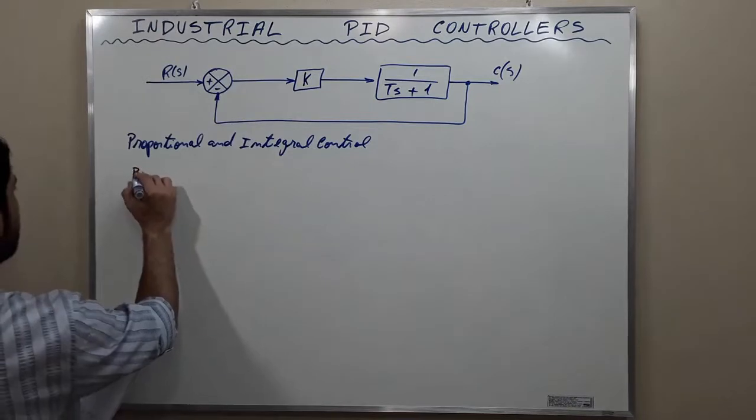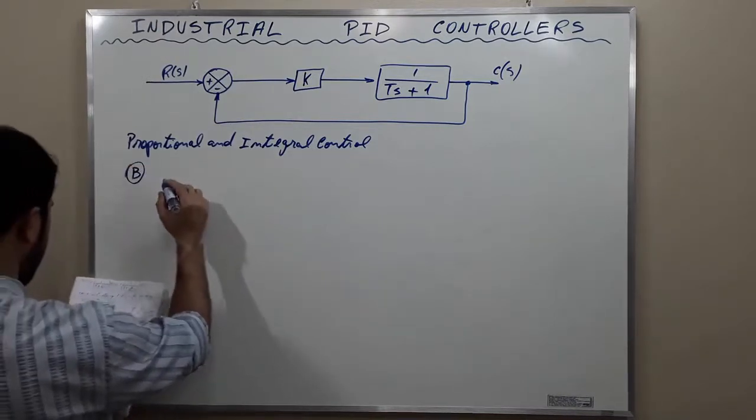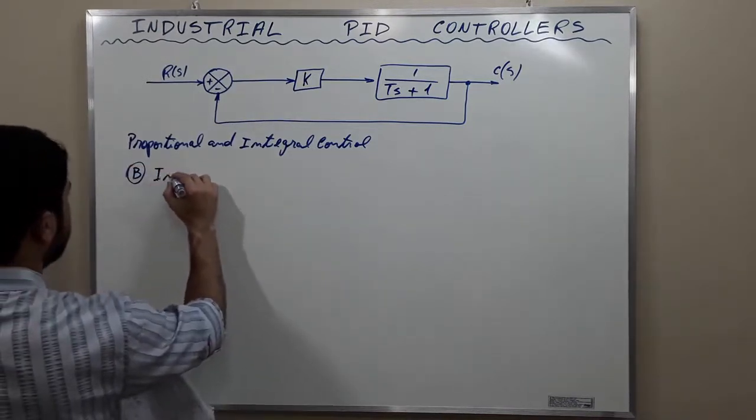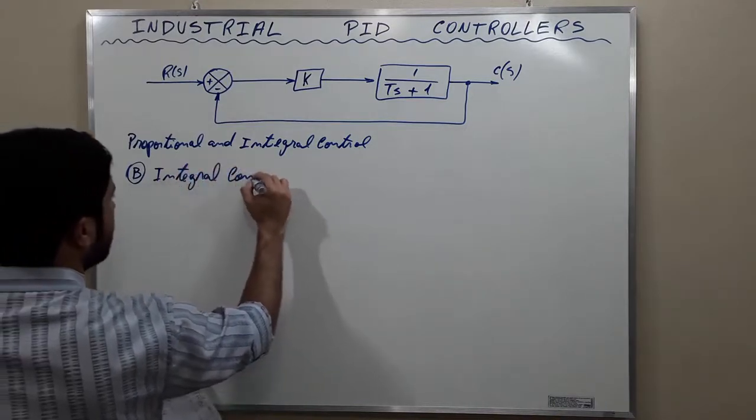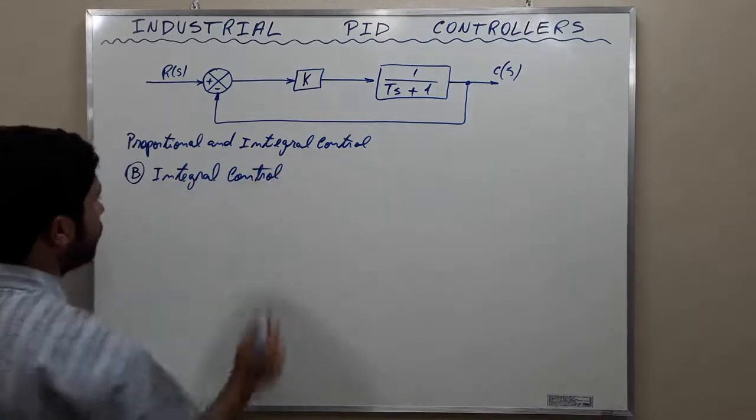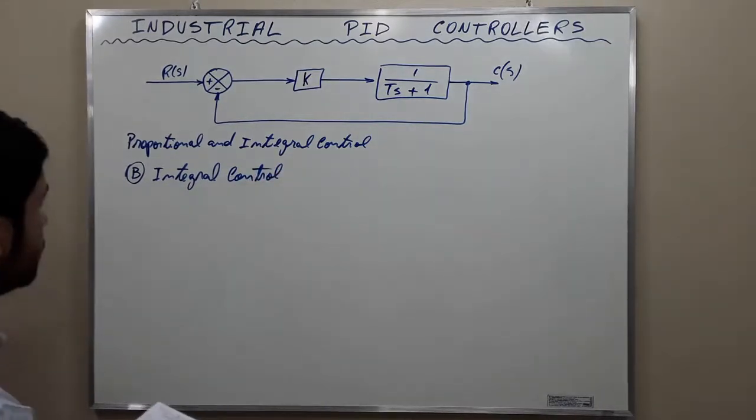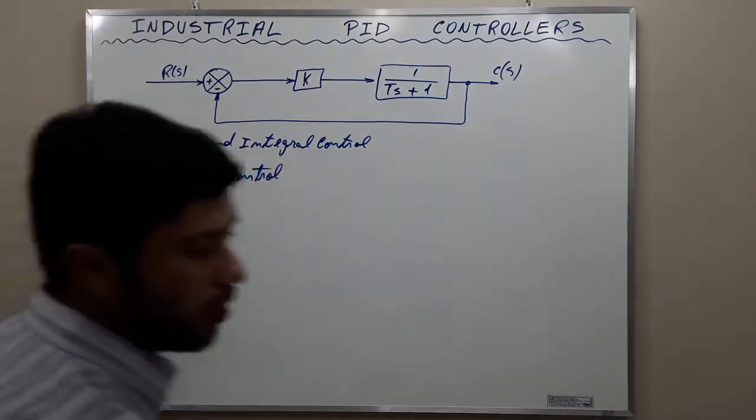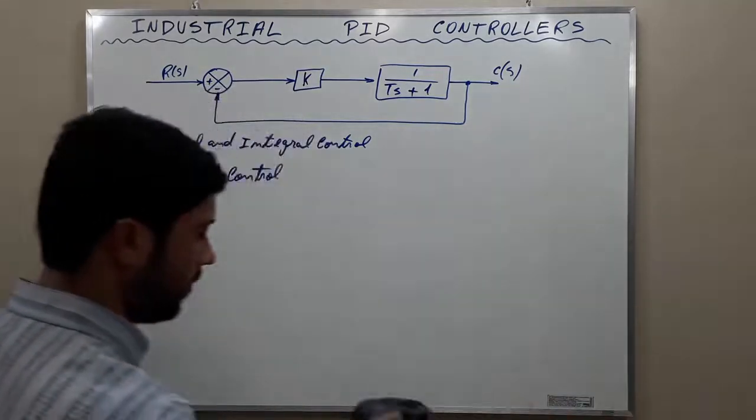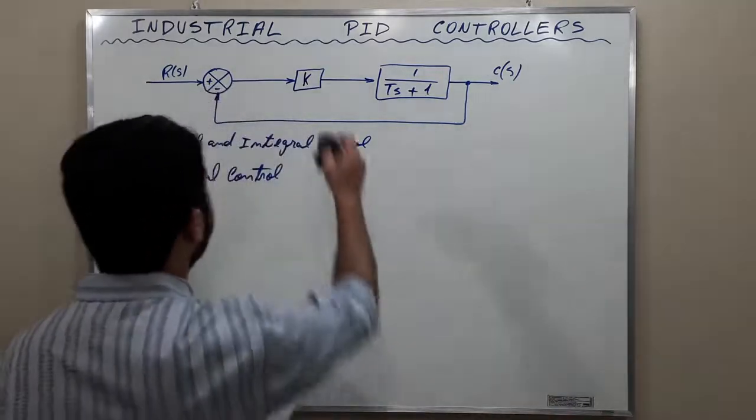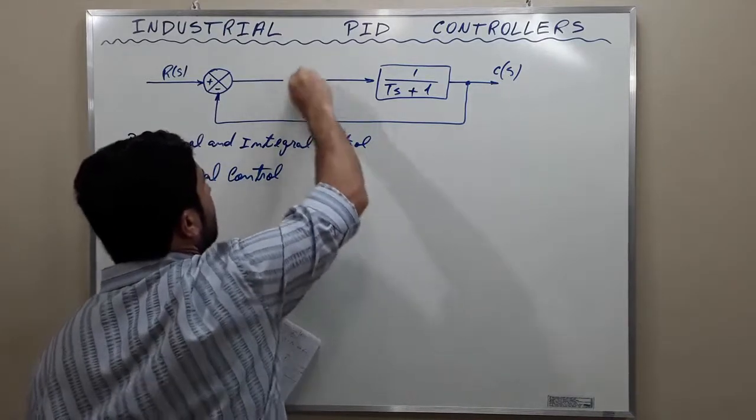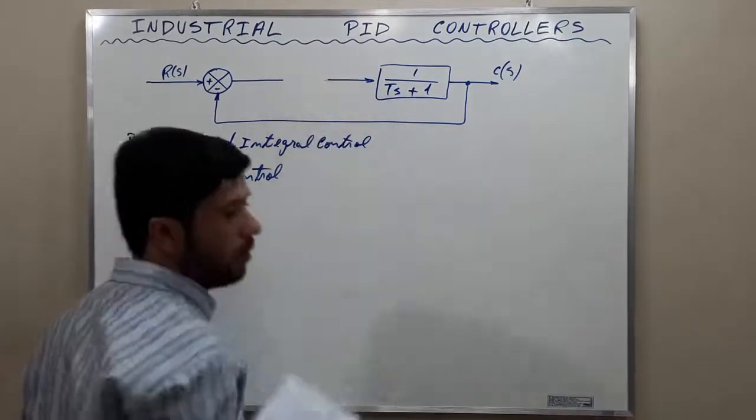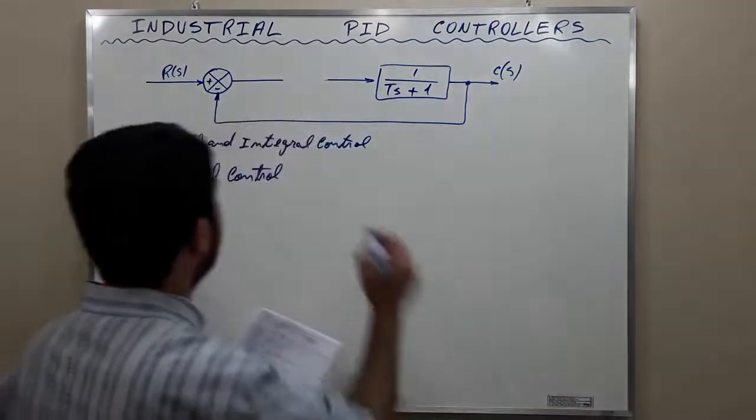Letter B, integral control. Now, instead of K here, we're going to have K over S.